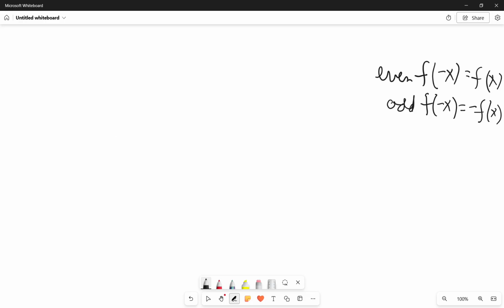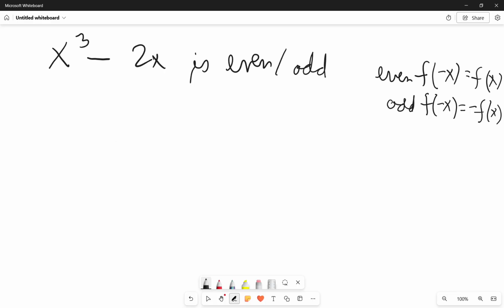We'll try to figure out if x cubed minus 2x is even or odd. As a little hack I mentioned earlier, all the exponents are odd. So like the exponent of 2x is 1. So since the exponents are odd, this function f of x is odd.